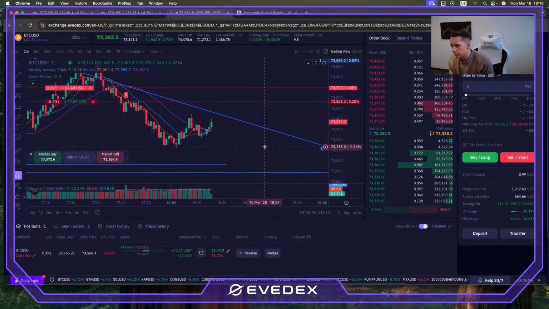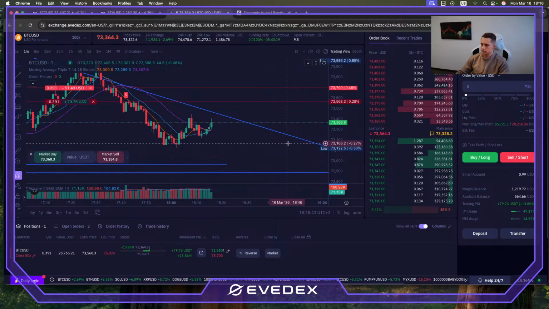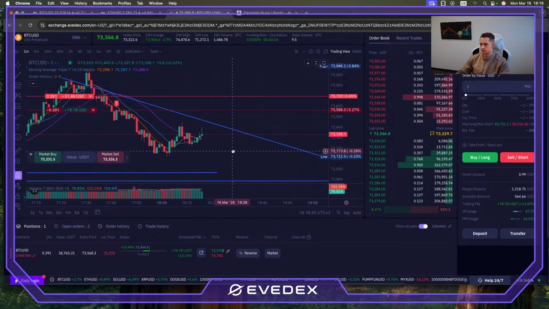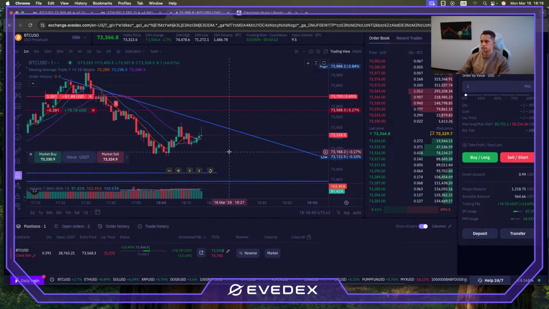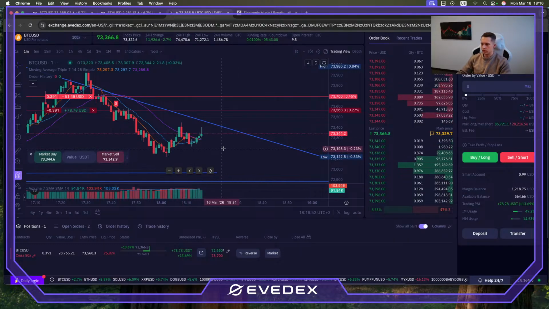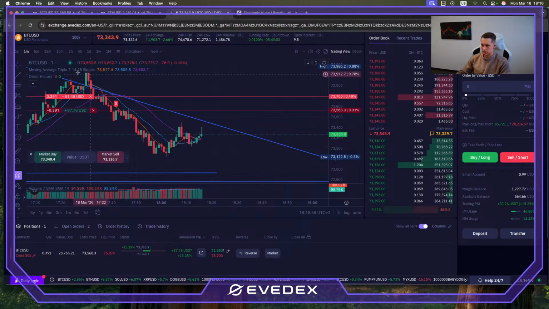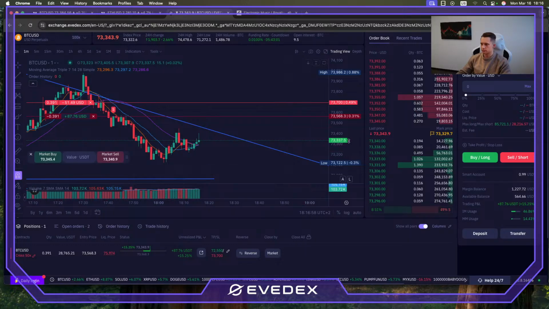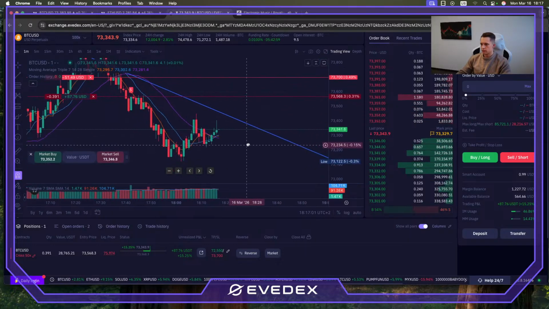So a lot of long positions are coming into the market right now. We could see that peak forming, like I said before. It could be higher than this one here, or it can continue with that downtrend. So we'll have to see how this plays out.